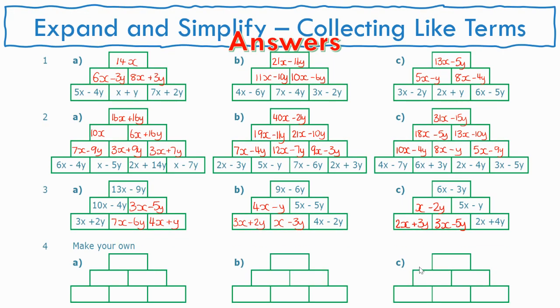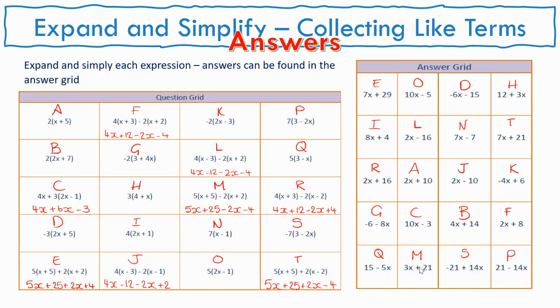Here are the answers for collect and like terms. How did you do? Hope you did well. Let me know by Show My Homework how you did on this. And here are the answers for the expanding brackets. So what I've done is on the left hand side I've labelled them A through to T, and on the right hand side you can match up the answers, so A goes with A. I hope you did well. Any problems, message me via Show My Homework, let me know.